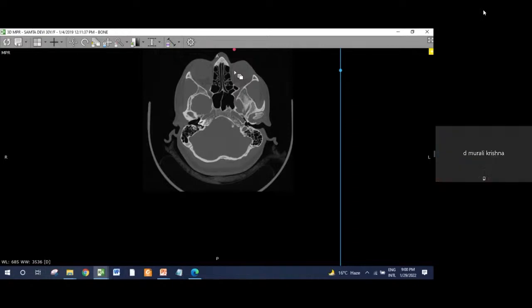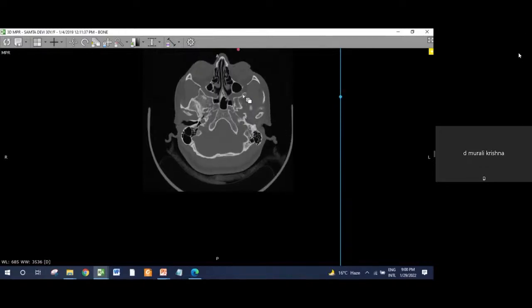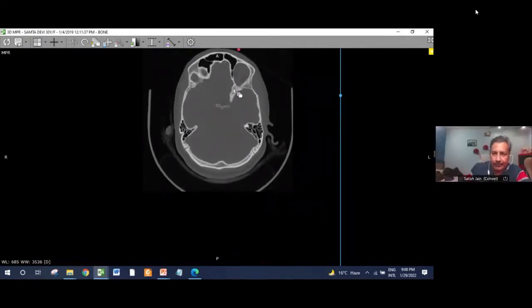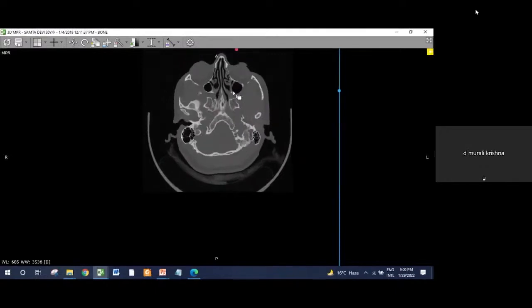And my another doubt is, please show the superior orbital fissure, sir. Please trace the superior orbital fissure. Okay. Superior orbital fissure. I'll tell you where the superior orbital fissure is.